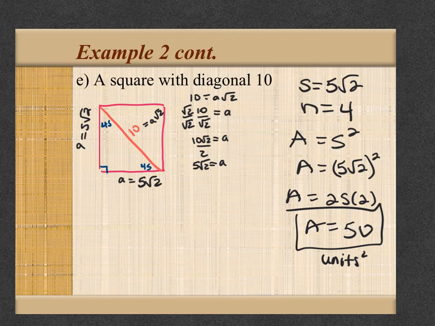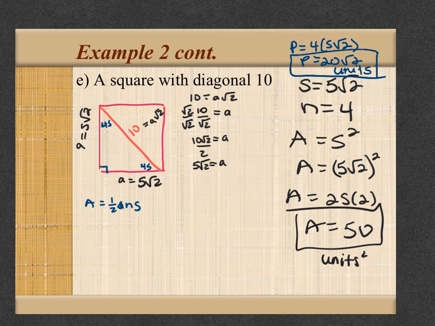The other way is area equals 1/2 A and S. We also have to do the perimeter, which would be 4 times 5 root 2, or 20 root 2 units. So we don't even have to find the apothem? No, not with a square, only with a square.